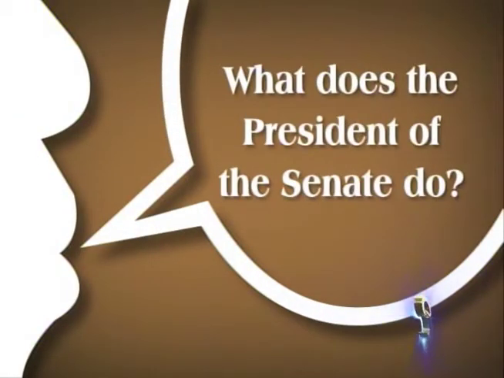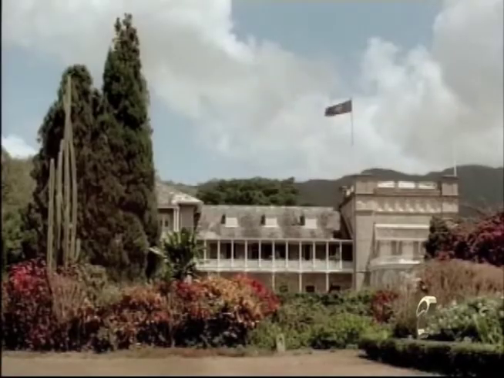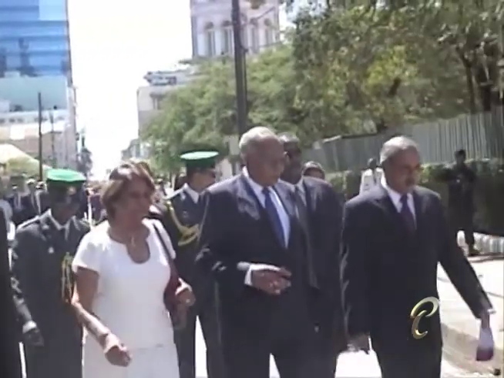What does the President of the Senate do? The President of the Senate presides over sittings and chairs committees of the upper house. He also acts temporarily as President of the country where the office is vacant or when the President is unable to perform his functions by reason of absence or illness.